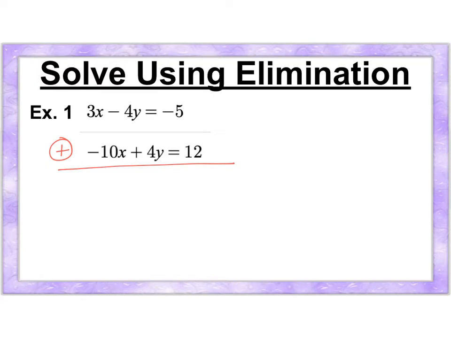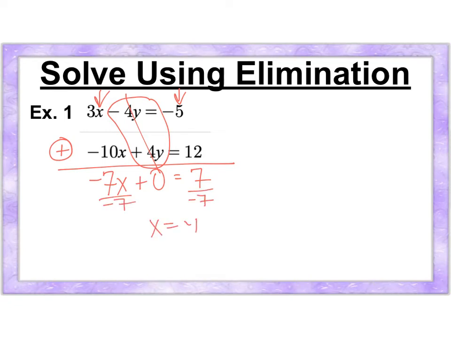So if I add my x's straight down the column, I have 3x minus 10x, which is a negative 7x. If I add my y's, I have negative 4y plus 4y, which adds to 0, which is what we're trying to do, and therefore that variable is eliminated. And then if I add my constants down, negative 5 plus 12 is 7. And now I have an equation with just one variable, just x, so I can continue to solve. I'm going to divide both sides by negative 7, and I get x to be negative 1.